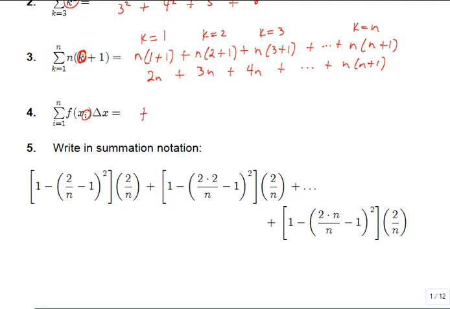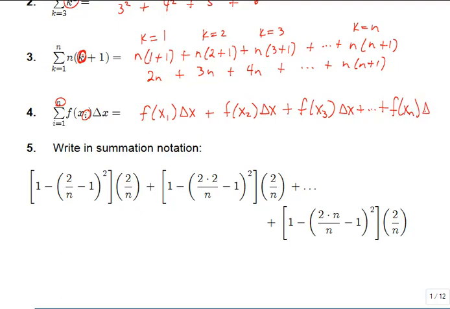So when i is 1, this is f of x sub 1 times delta x. When i is 2, this is f of x sub 2 times delta x. Plus, when i is 3, f of x sub 3 delta x, and so on, all the way up till i becomes n, so this will be f of x sub n times delta x. Okay, so there's our answer. We're just going to leave it like that.